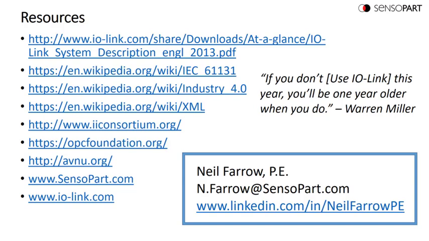So hopefully by now you have an idea of the capabilities of IO-Link, how you can put it in your existing machine for improvements, and how you'd plan a system for your new machines. Here's a list of some resources I'd use when I put this together, and I just want to leave you with a pseudo quote from Warren Miller. If you don't use IO-Link this year, you'll just be a year older when you do.